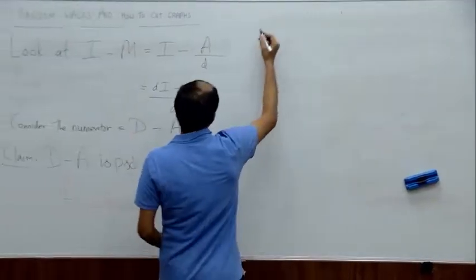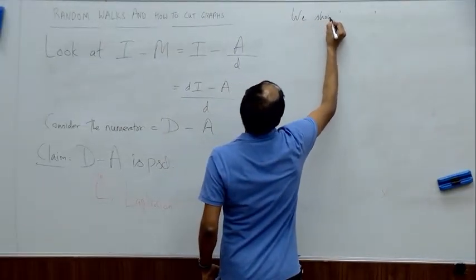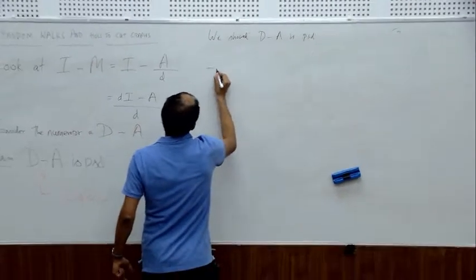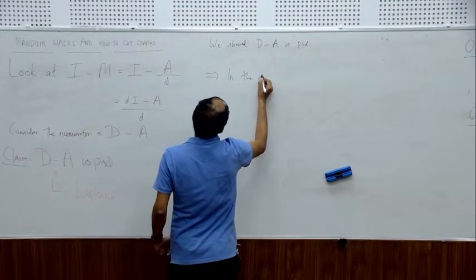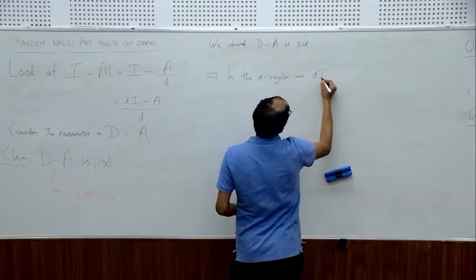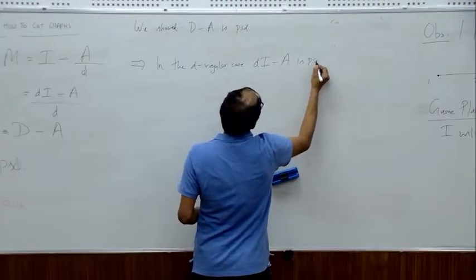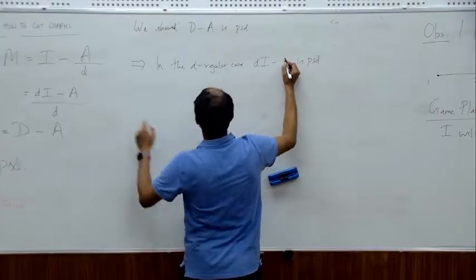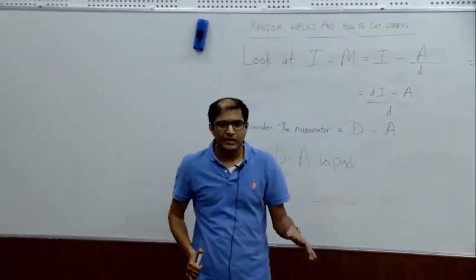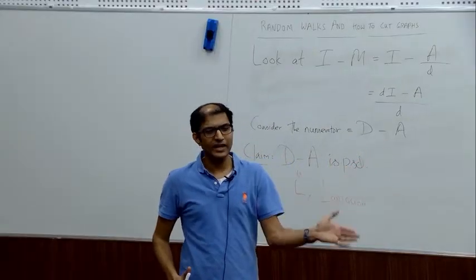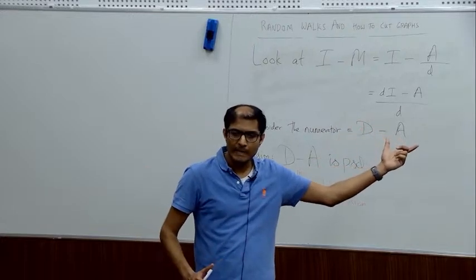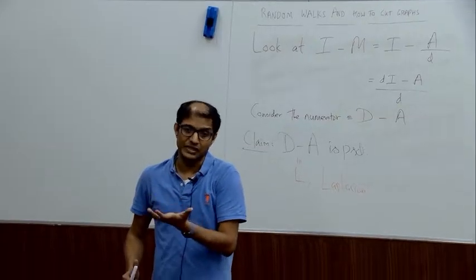So we have proven that D minus A is PSD. So it implies in the d-regular case, dI minus A is positive semi-definite. So this means that all eigenvalues of A cannot exceed d. If any eigenvalue of A exceeded d, I am in deep trouble, right? Because then this thing will become negative. So no eigenvalue of A exceeds d.